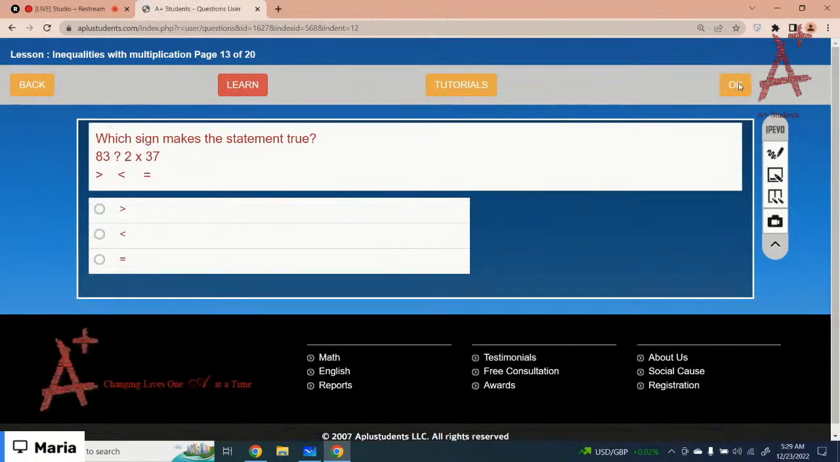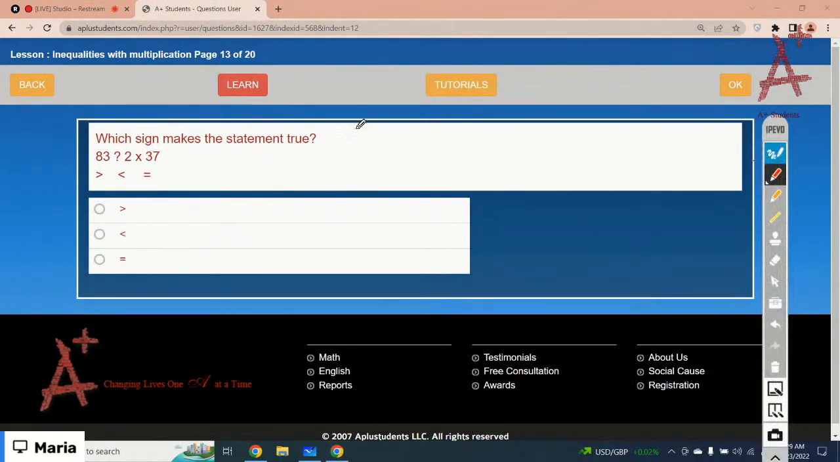Okay, the next one is 2 times 37. You have to compare it to 83. Got it? So you just do 37 times 2. 2 times 7 is 14. Write 4 and carry 1. 2 times 3 is 6 and 1, 7. So you have to compare 83 and 74. Got it? So 83 is greater than 74 or less than 74? Greater it is. Got it? 83 is greater than 74.